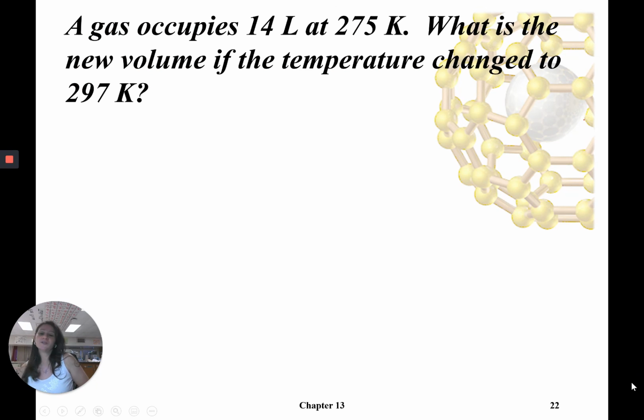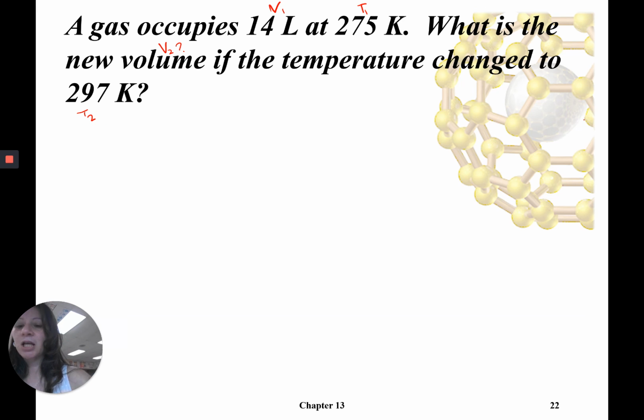And then finally, you need to be able to do an example, so let's do this one together. It says a gas occupies 14 liters at 275 Kelvin. What is the new volume if the temperature changed to 297 Kelvin? So this is a volume, this is a temperature, and we're asked for the new volume. It looks like these were ones; they go together. This is V2, that's what we're looking for.